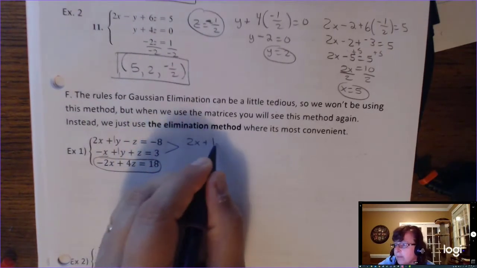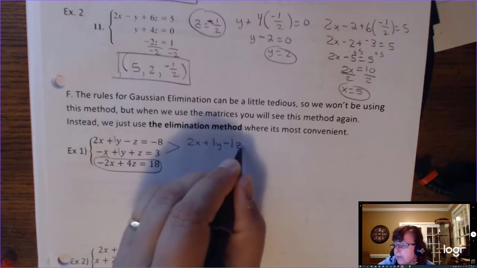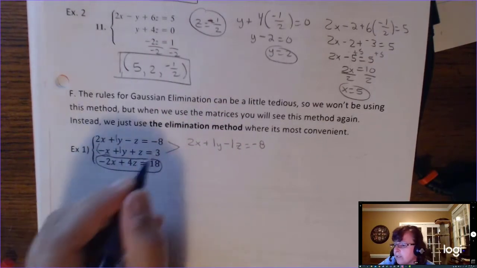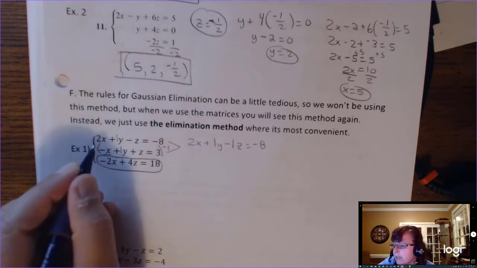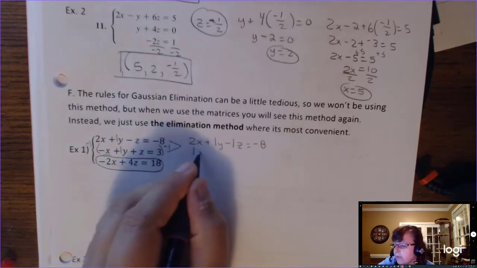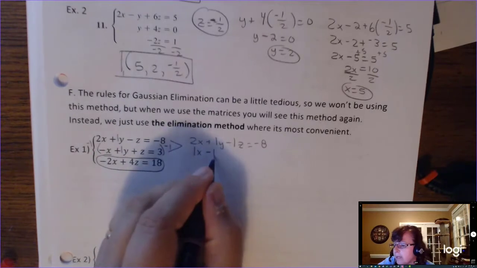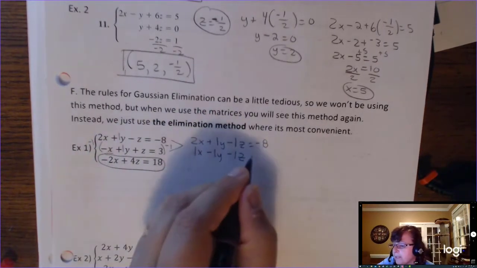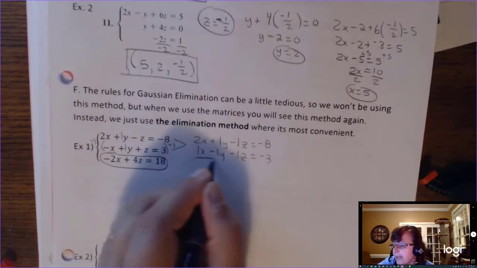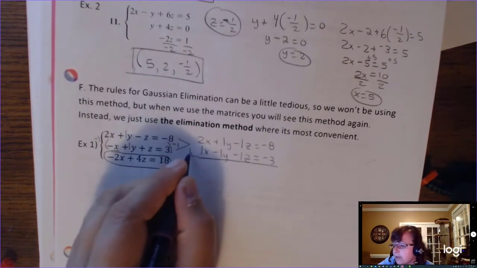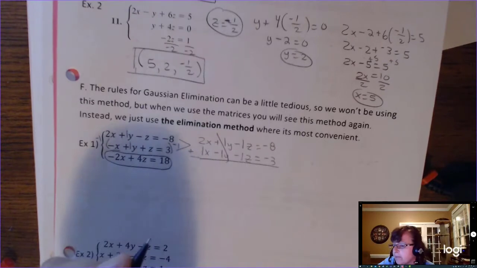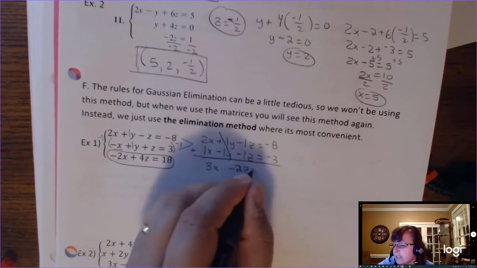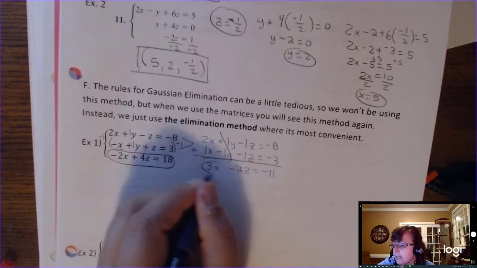So I'm going to copy the top one down, and I'm going to write my understood ones, and I'm going to be very neat because I don't want to lose negatives. I'm going to multiply both sides of equation 2 by -1, which will give me positive 1x minus 1y minus 1z equals 3. And then I'm going to add those two equations together, and I've planned it. The y's are going to cancel, so I got 3x minus 2z equals -11.